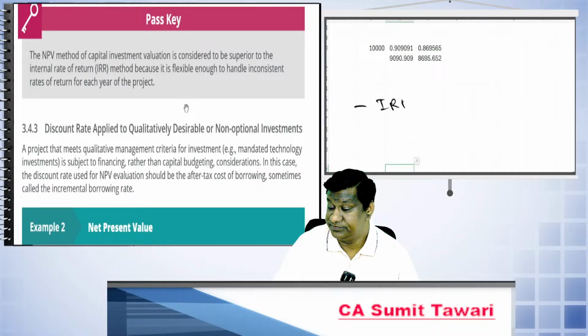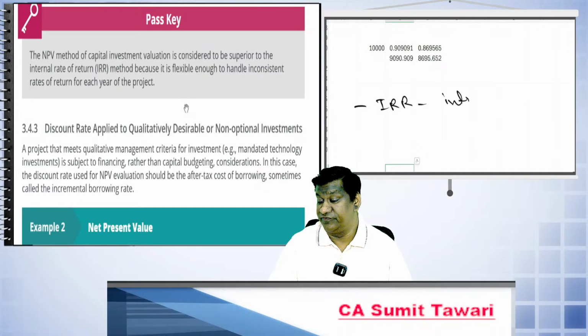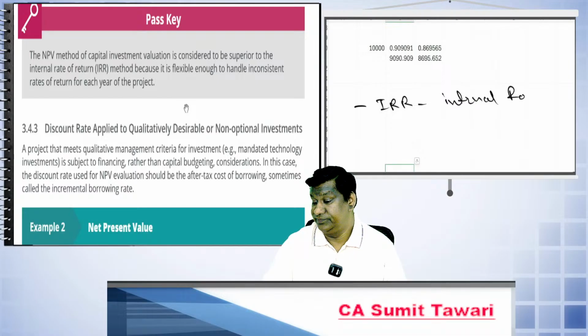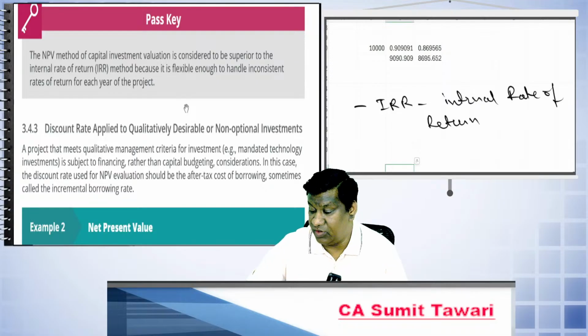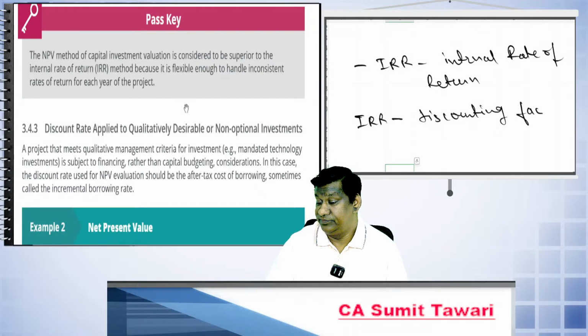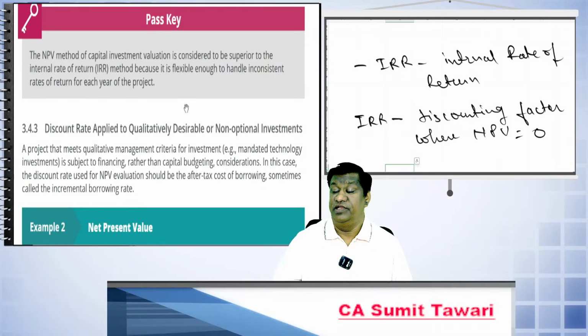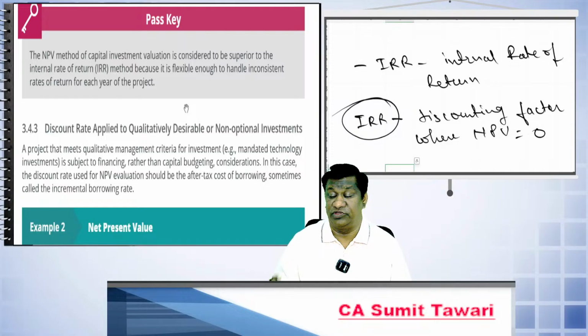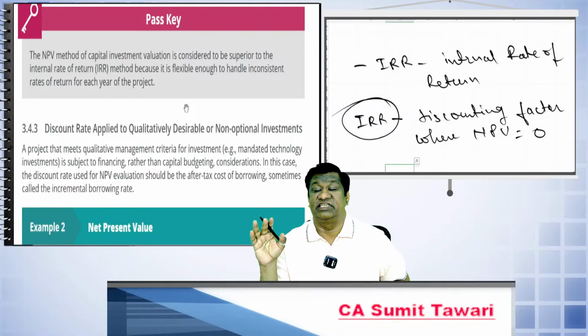IRR is basically the internal rate of return. So IRR is the discounting factor where NPV is 0, net present value is equal to 0. That is the IRR. Okay, so we generally use the NPV so that we come to know at what level we can satisfy our investor.